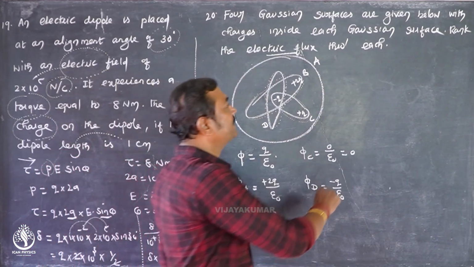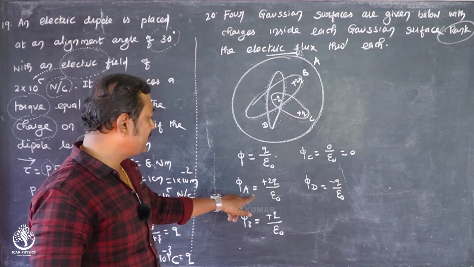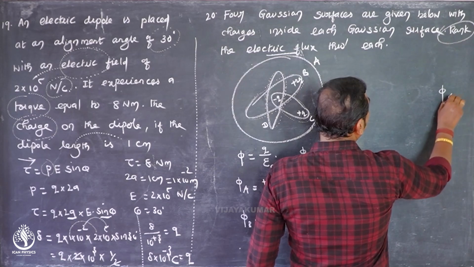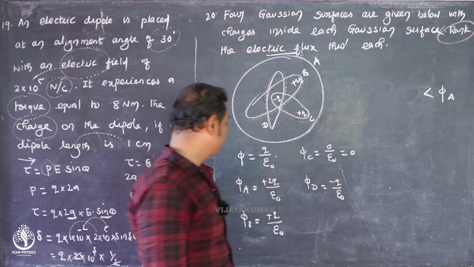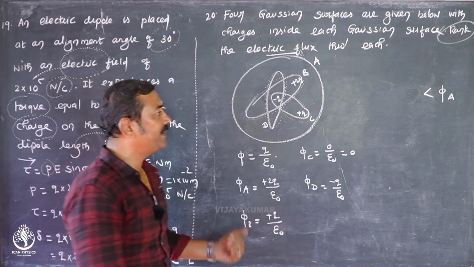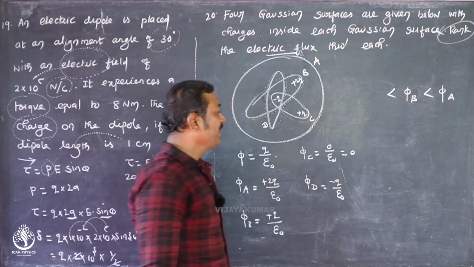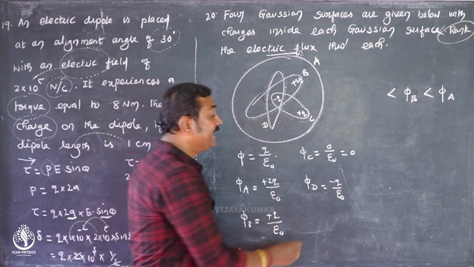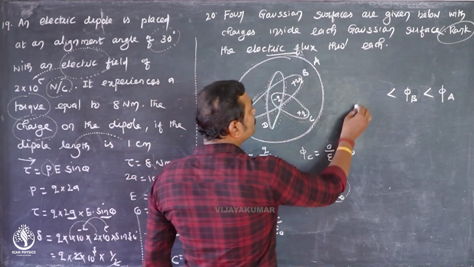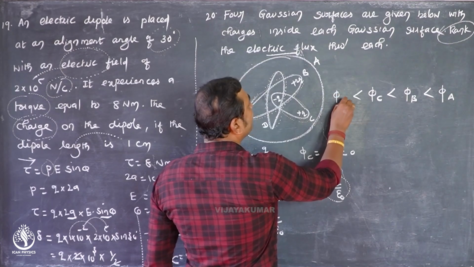So now what is the question? Rank the flux. So phi A is the maximum. Okay, phi B is plus Q, so it may be the next. Here it is 0, and the last one is negative. So 0 is greater than the negative. So phi C. Okay. So finally we can write phi D.